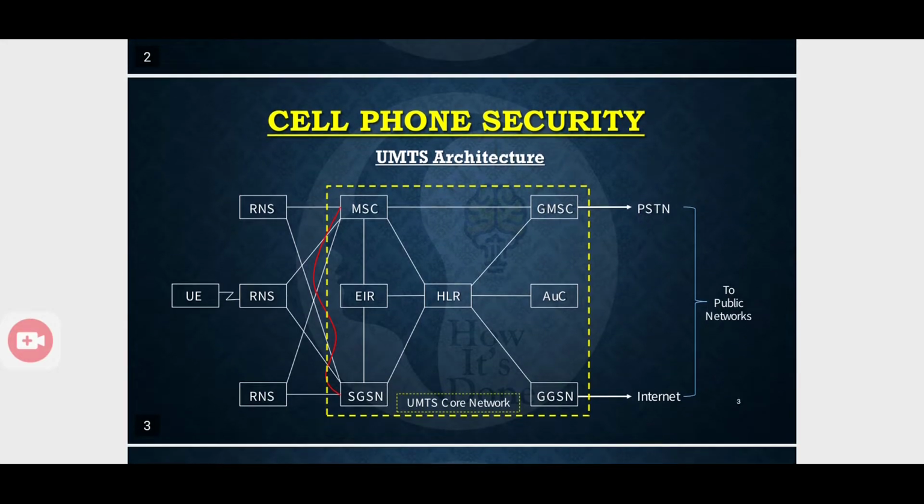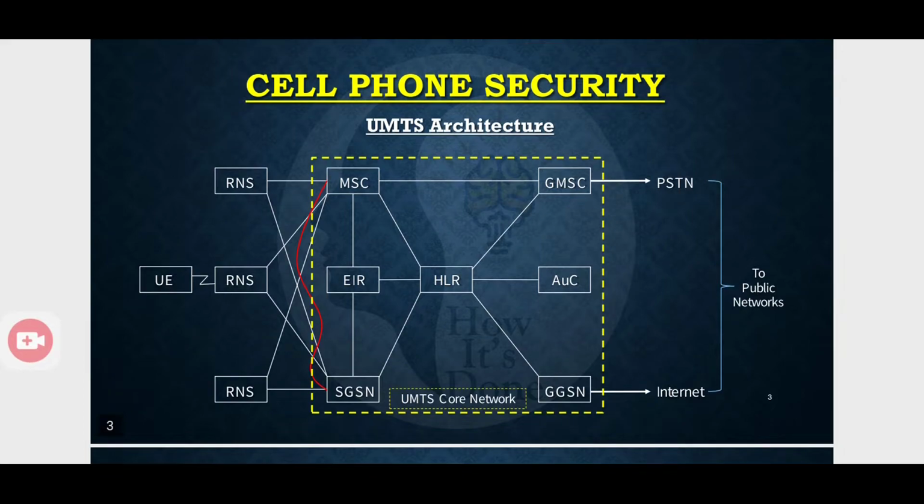Next, this is the UMTS architecture. You can see this figure. The main components of this UMTS architecture include UE, user equipment, RNS, and the MSC, GMSC, as well as EIR, HLR, AUC, GGSN, SGSN, etc. So this MSC, GMSC, and all the registers, that is EIR, HLR, AUC, SGSN, GGSN, are combined together to form the UMTS core network. It is the core network of the UMTS system, and it is connected to the public networks, maybe PSTN or the internet, etc. Along with this core network, we have user equipment as well as RNS.